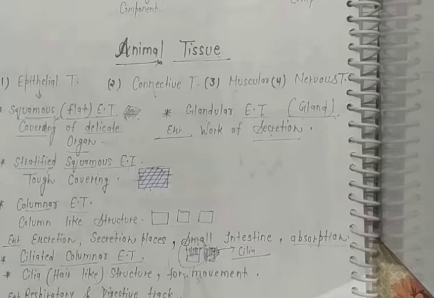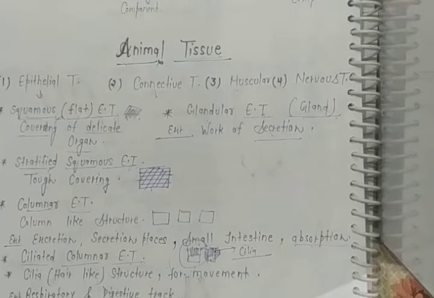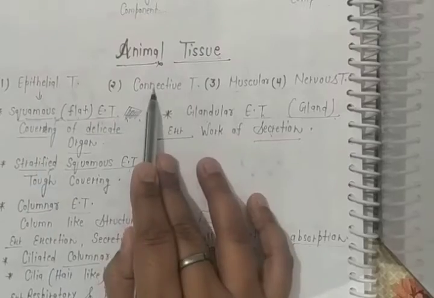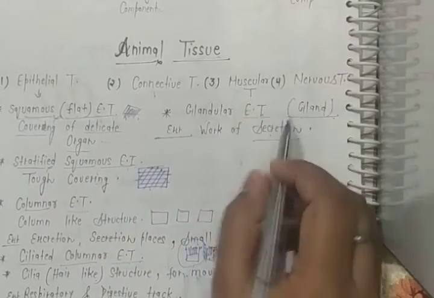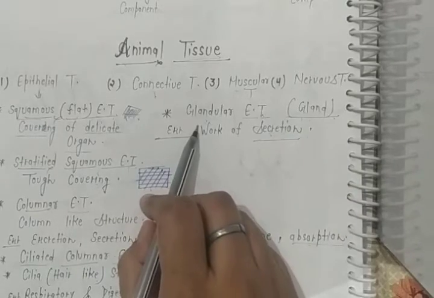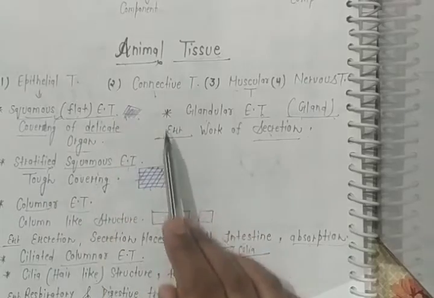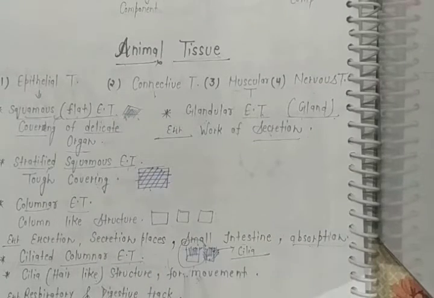We all know there are mainly four types of animal tissues. Firstly, epithelial tissue, connective tissue, muscular tissue, and fourth, nervous tissue. These are the main types of animal tissues, but there are some subtypes also present.